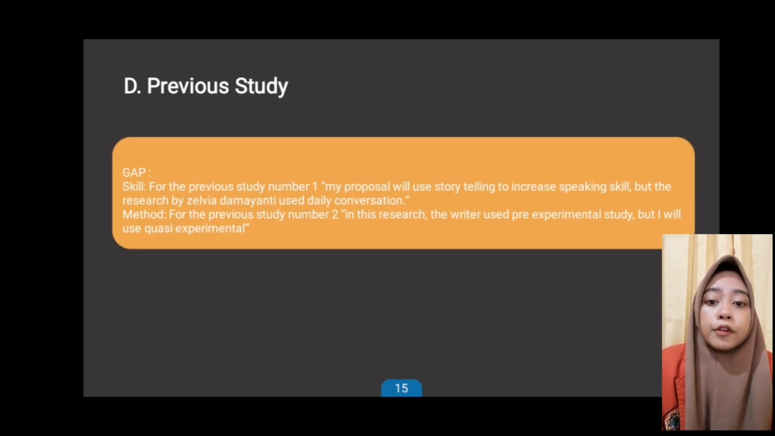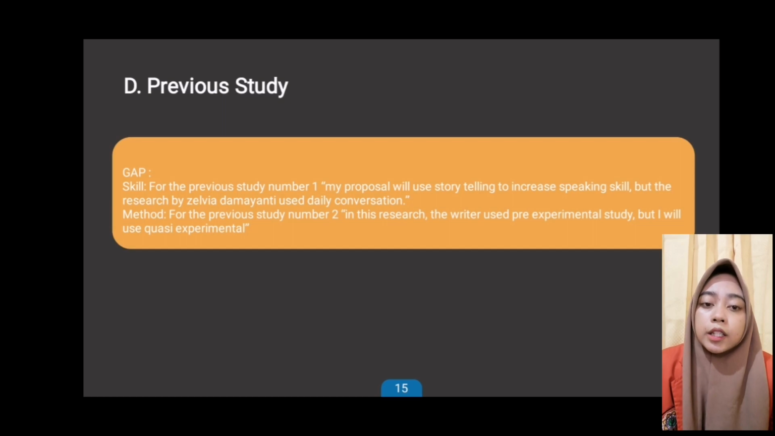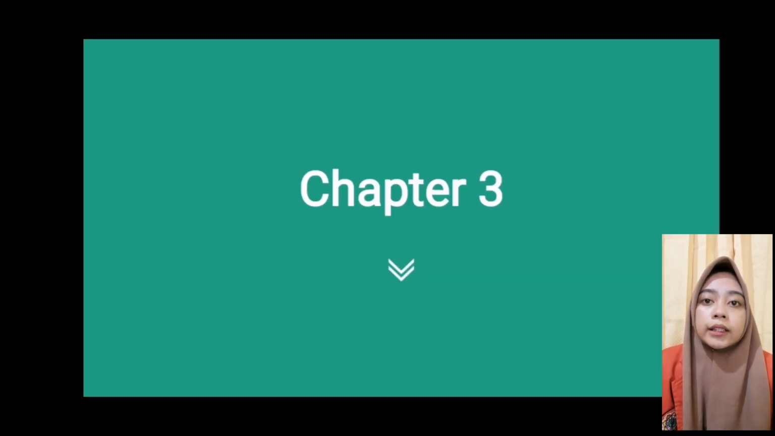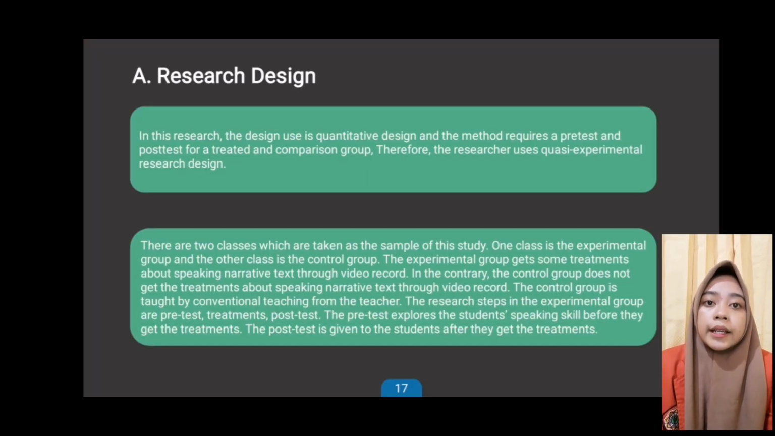And for the gap, for the previous study number 1, my proposal will use storytelling to increase speaking skill, but the research by Hasbyah Idzhar uses daily conversation. And for method, for the previous study number 2, in this research, the writer used pre-experimental study, but I will use quasi-experimental. And the next, Chapter 3, research design.